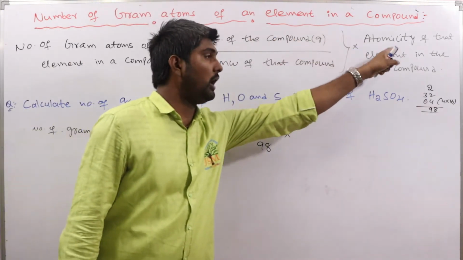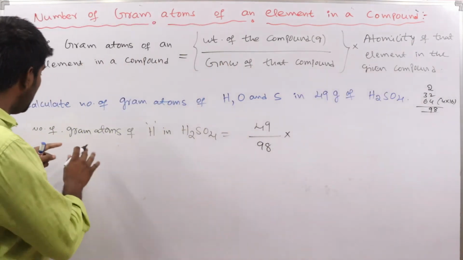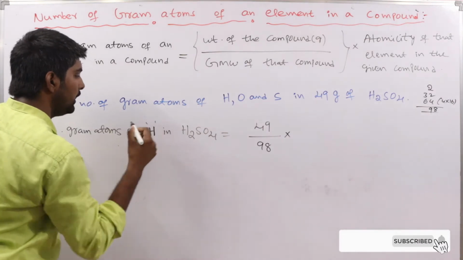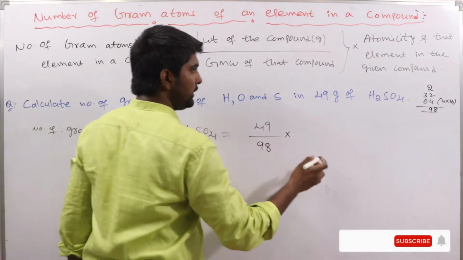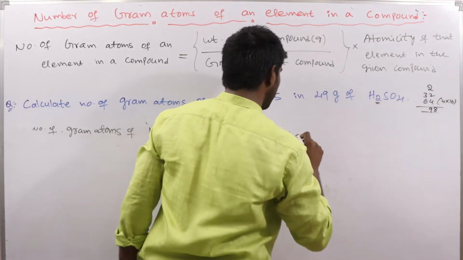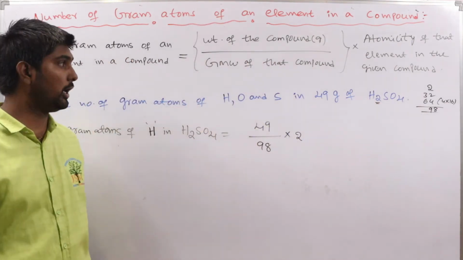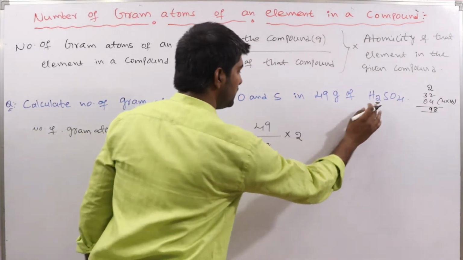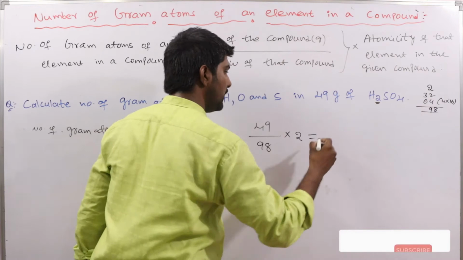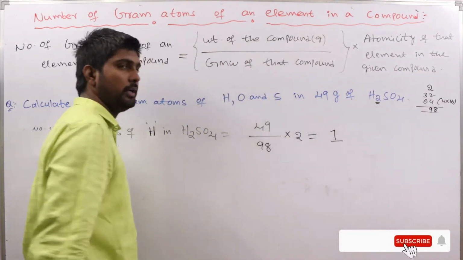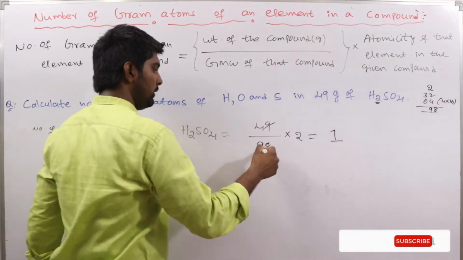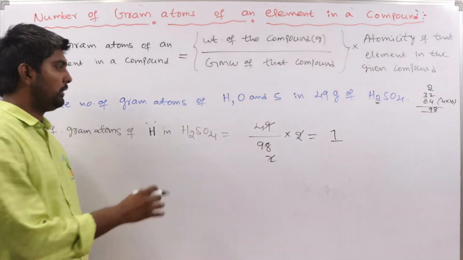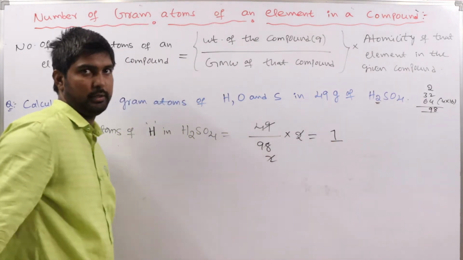Multiplied by the atomicity of that element. Now here we are going to calculate the number of gram atoms of hydrogen, right? So what is the atomicity of hydrogen in H2SO4? 2. Two hydrogen atoms are present in one H2SO4 molecule. So what is the answer? In 49 by 98 into 2, the 2 times 2 get cancelled, we get 1. Clear? This is an important thing.